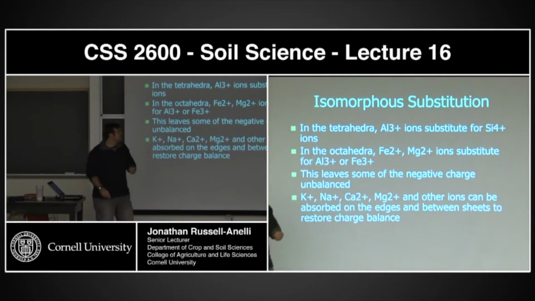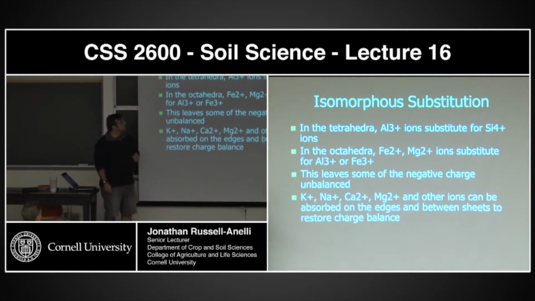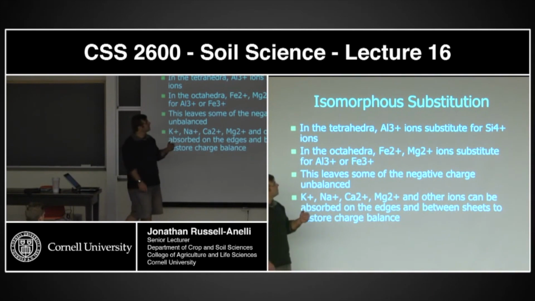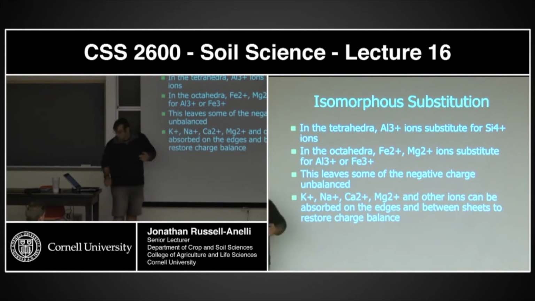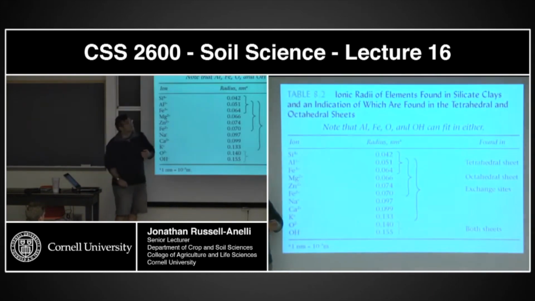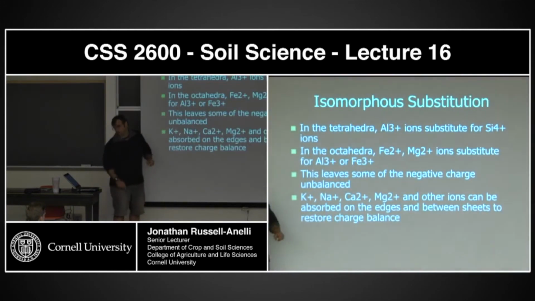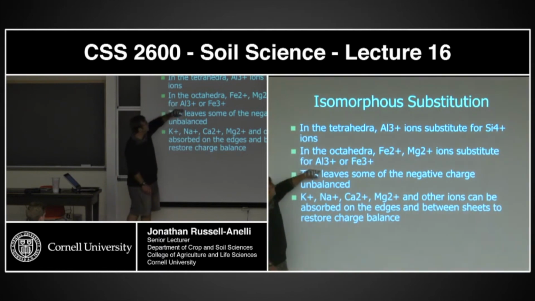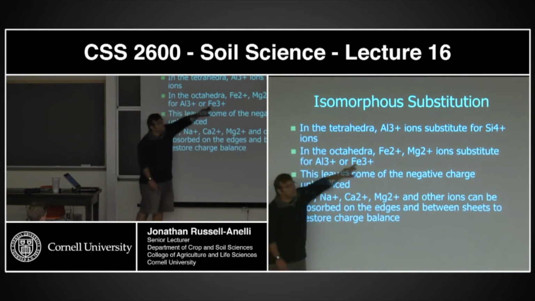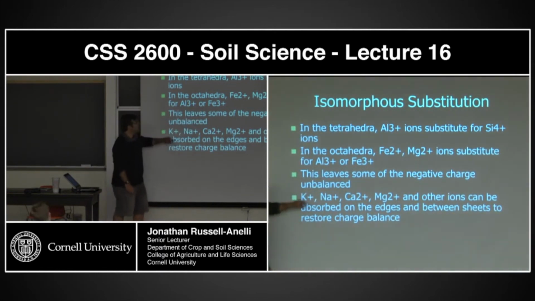Isomorphic substitution basically follows a number of rules. The first one is in the tetrahedral sheet, the aluminums are basically substituted for a silica or these other guys right in through here. In the octahedral sheet, iron, magnesium for aluminum or Fe+3. As a result of this isomorphic substitution, it leaves a negative charge.